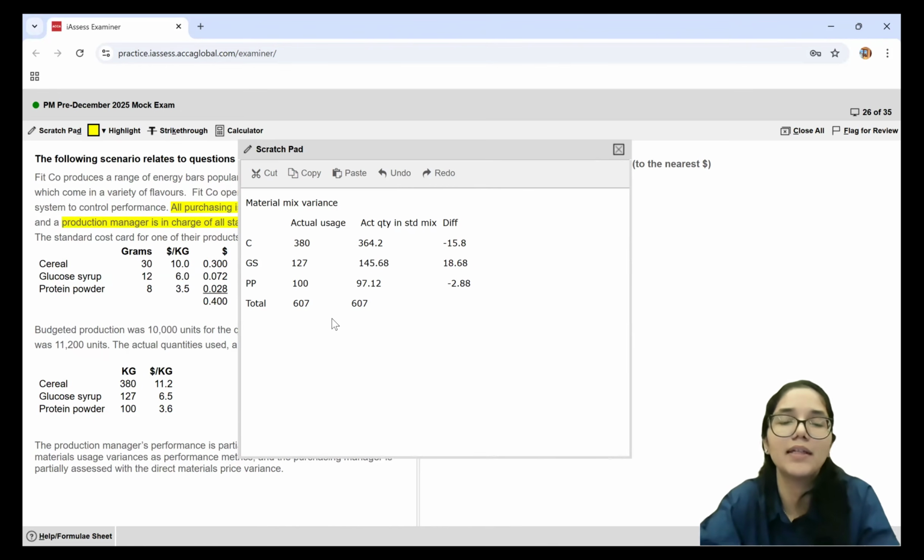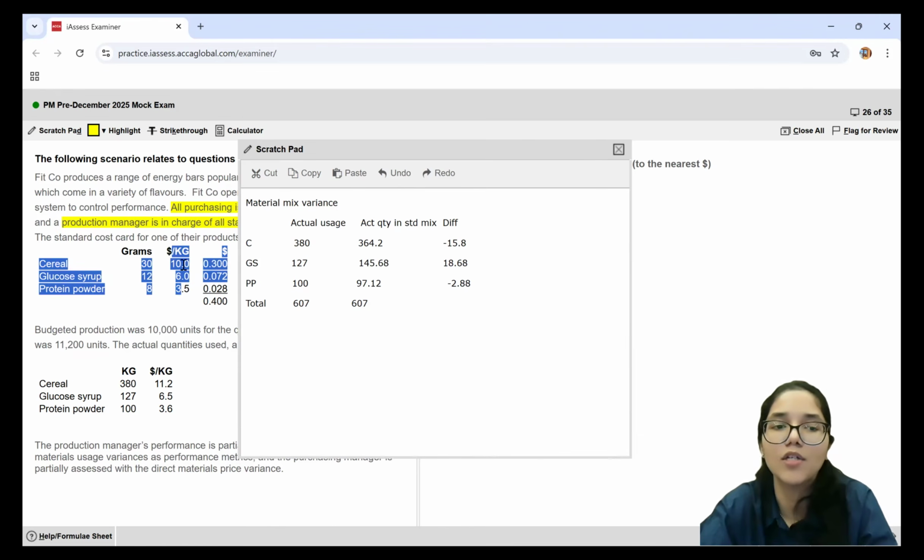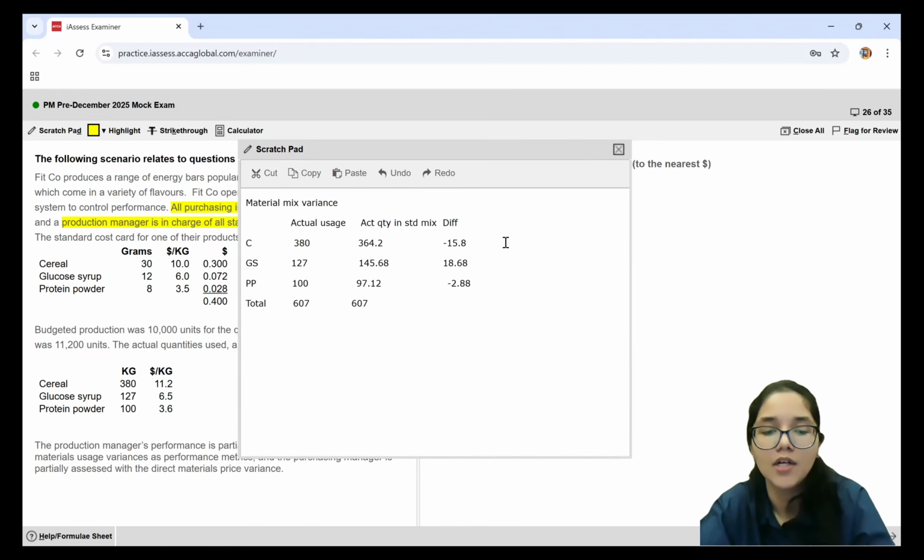Which cost will we be taking? Always when we're calculating the standard mix variance, the material mix variance, we will be taking the standard cost, which is 10, 6 and 3.5. So standard costs are 10, 6 and 3.5, right?